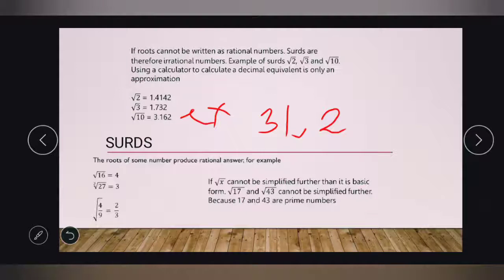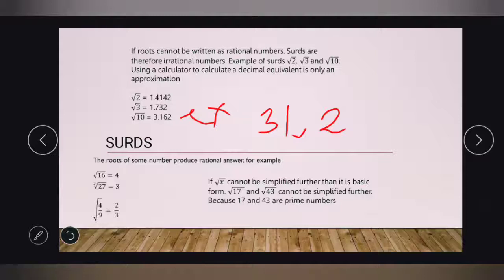If roots cannot be written as rational numbers, surds are therefore irrational numbers. Examples of surds: the square root of 2, the square root of 3, and the square root of 10. Using a calculator to calculate a decimal equivalent is only an approximation.